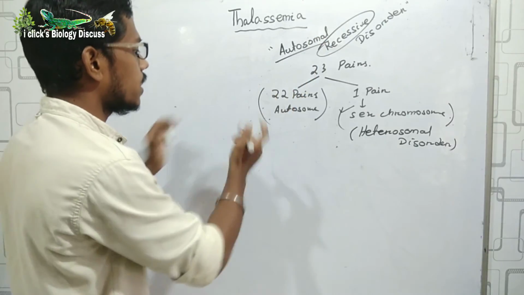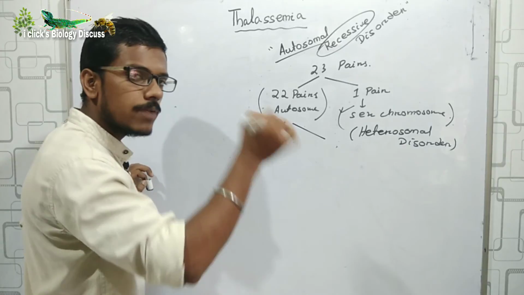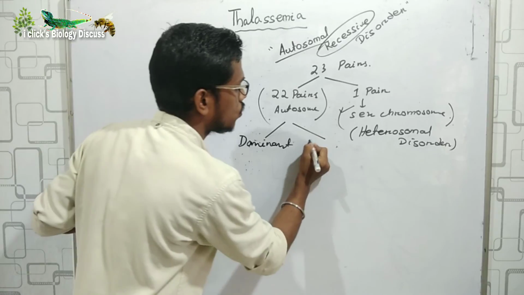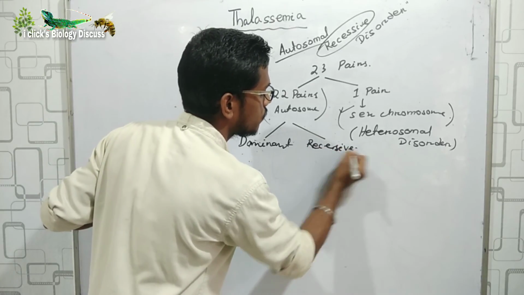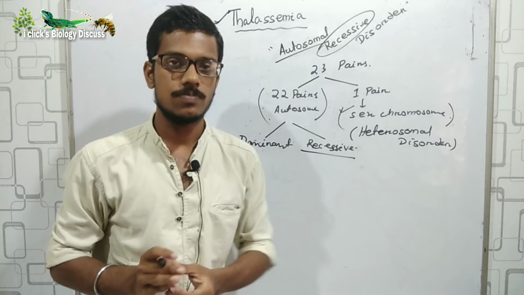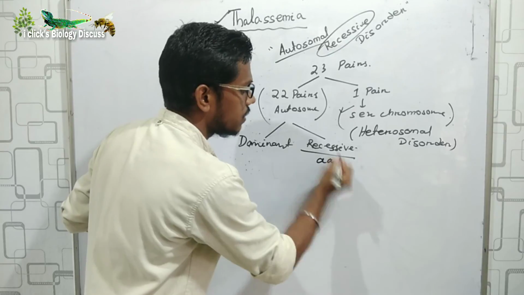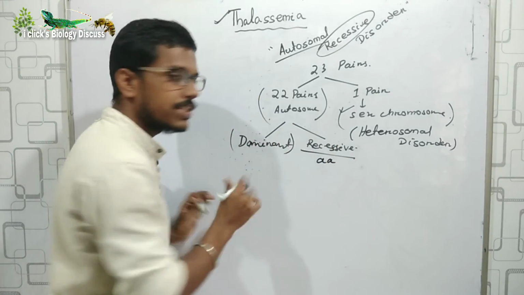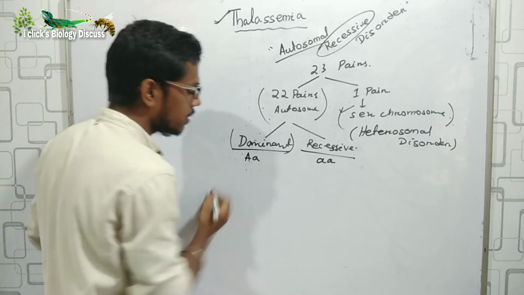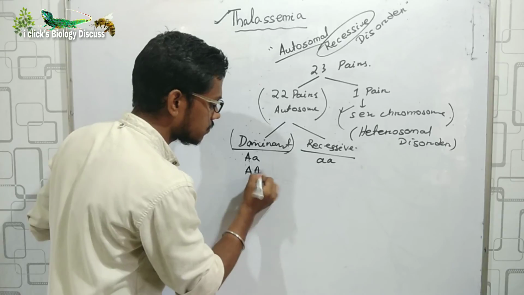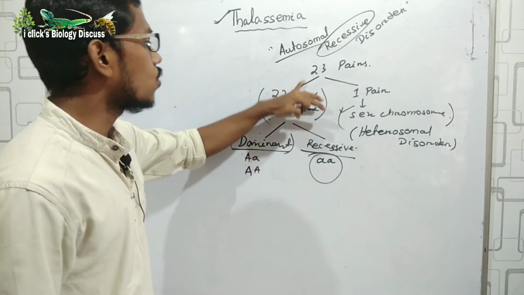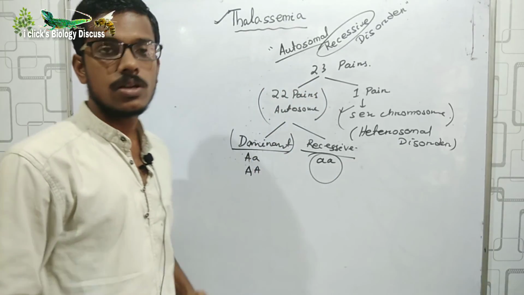Here, in autosomal disorders, mainly there are two types: autosomal dominant or autosomal recessive. Thalassemia is an autosomal recessive disorder, which means it will only express in this condition. But if any kind of genetic disorder is dominant, then it will express in this condition as well as in this condition. But thalassemia always expresses in this condition. That's why this is called an autosomal recessive disorder.